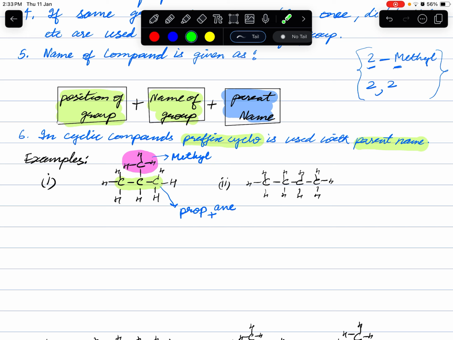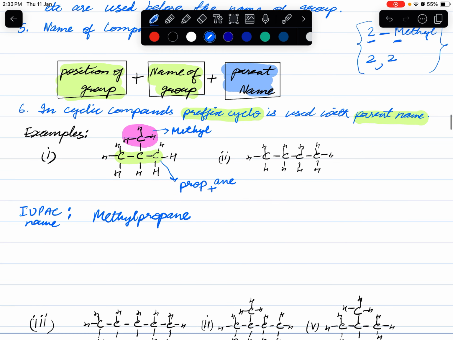How is the name given? Your IUPAC name is methyl propane. Now the name is written as a continuous name. No break is there between the alphabets. If you are writing it as carbon 2 having the group, you can write it as 2-methyl propane, but that will also be okay. This is also okay.